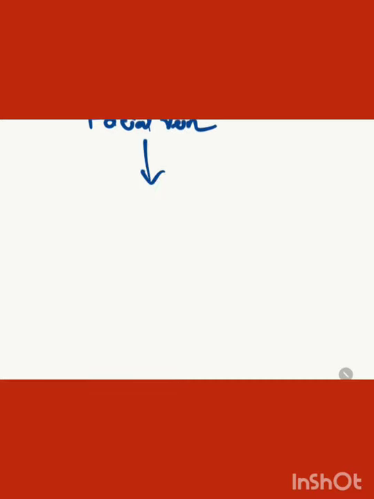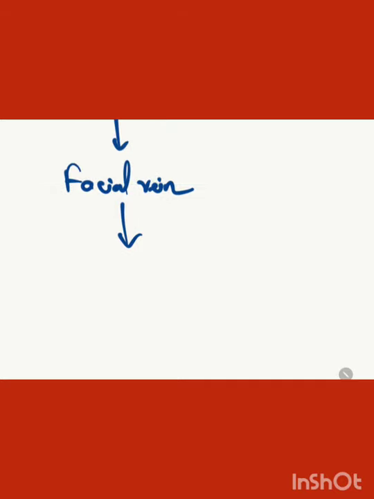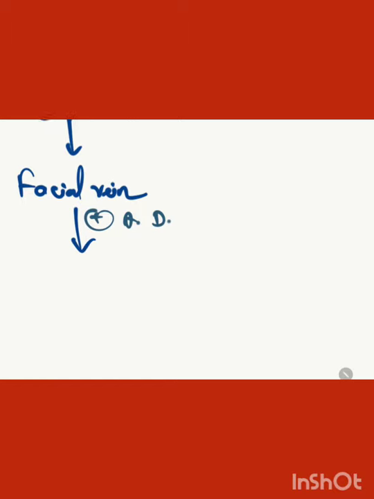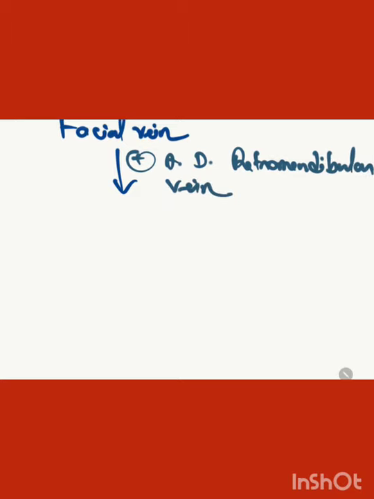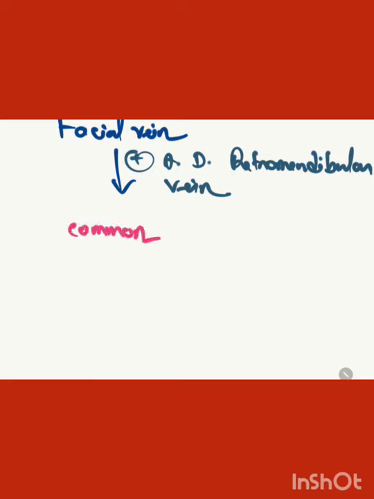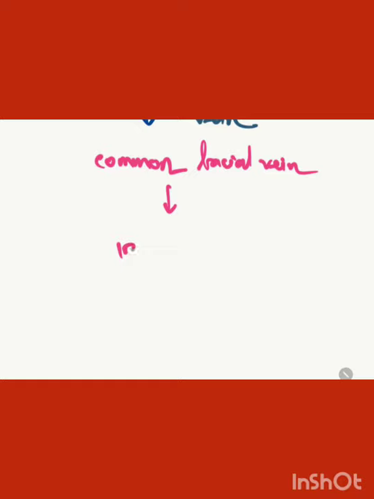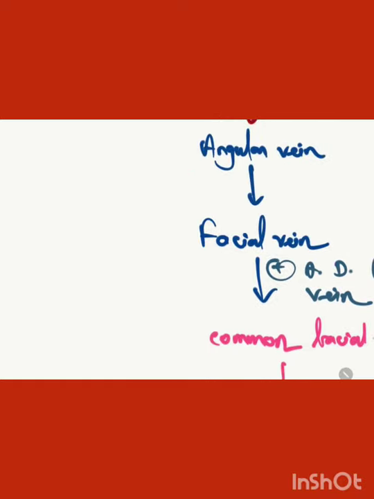and this facial vein joins with the anterior division of the retromandibular vein and forms the common facial vein. This common facial vein drains into the internal jugular vein.